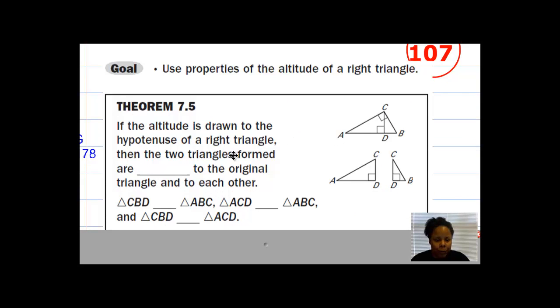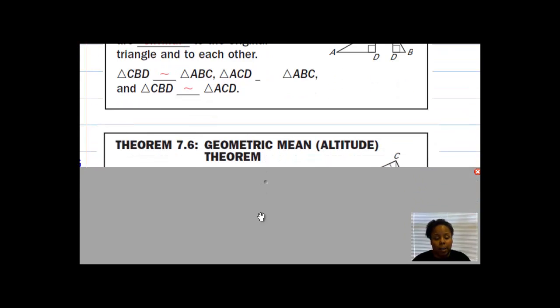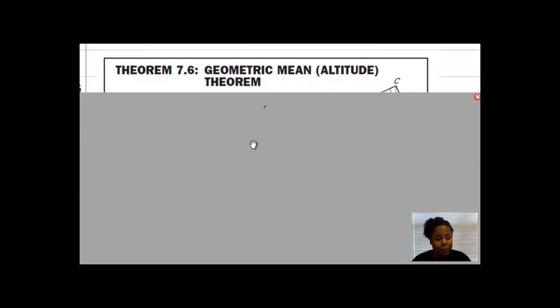Since we already showed that if we have an altitude drawn to the hypotenuse of a right triangle, then the two triangles formed are, what's the relationship between them to one another? If you said similar, you're absolutely correct. So that means these triangles are all similar to one another. From that leads our first theorem that we just talked about, which is the geometric mean altitude theorem.